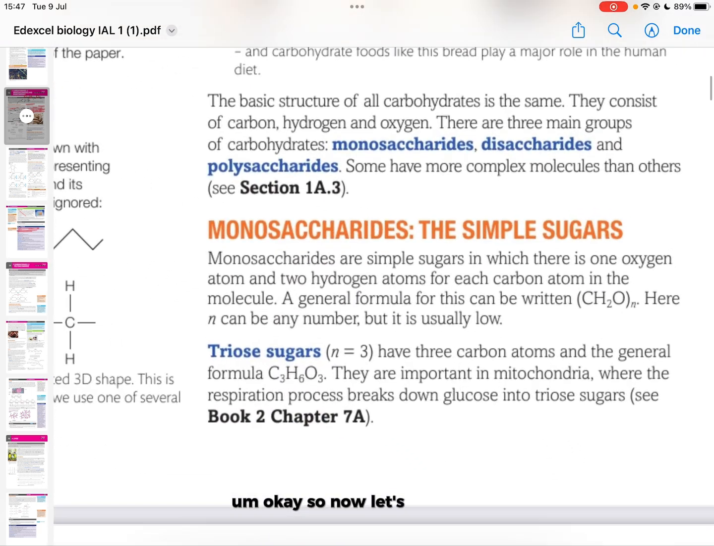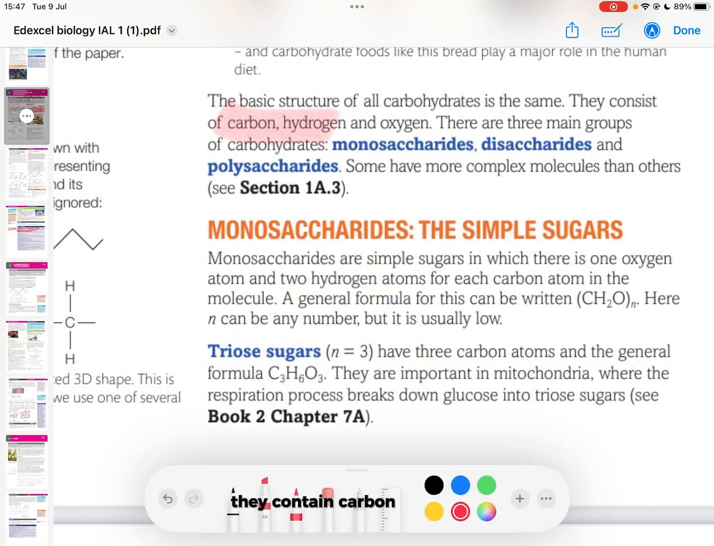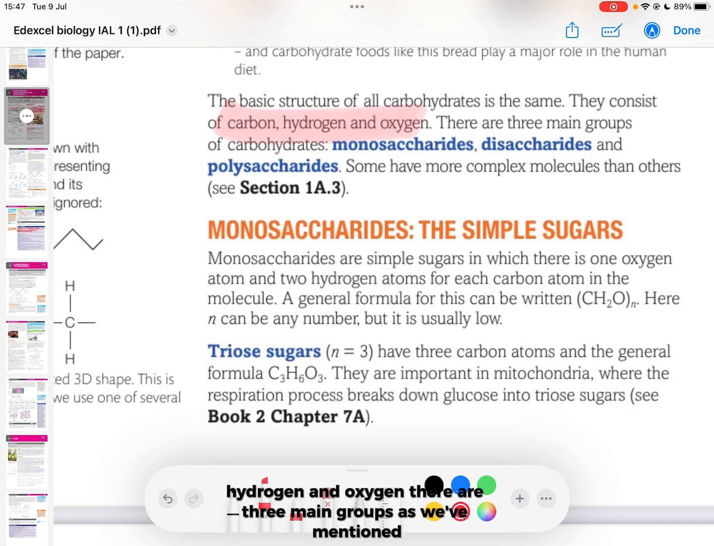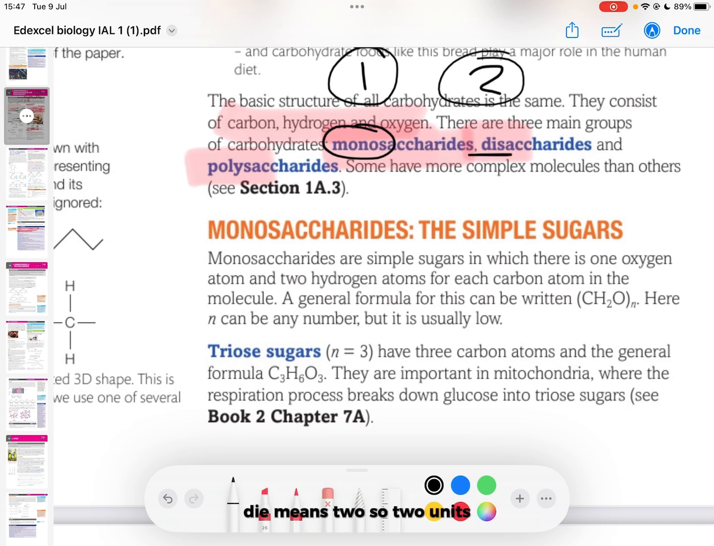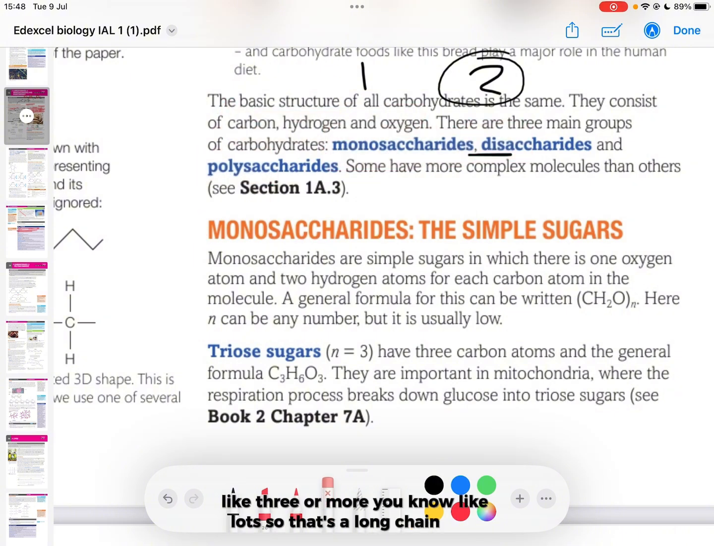Okay, so now let's discover. First, the basic structure of all carbohydrates is the same. They contain carbon, hydrogen, and oxygen. No nitrogen, no phosphorus, no sulfate, only carbon, hydrogen, and oxygen. There are three main groups, as we've mentioned: monosaccharides, disaccharides, polysaccharides. Before we complete, mono means one, which is a single unit. Di means two, so 2 units. Poly means three or more, like lots. So that's a long chain. Okay?